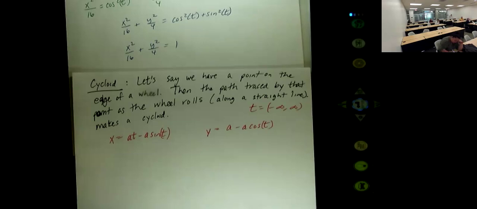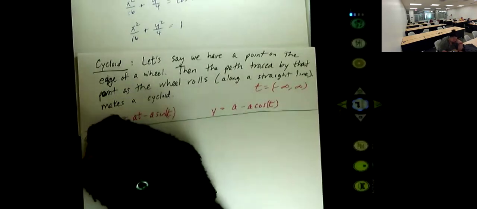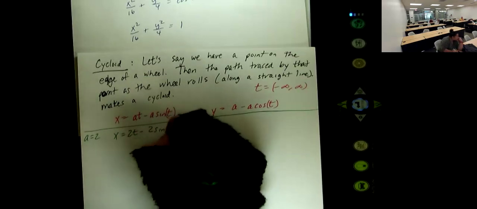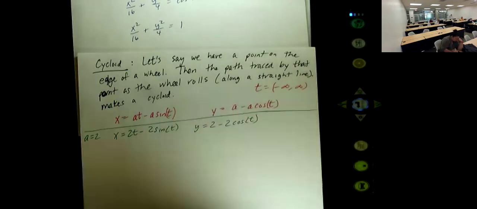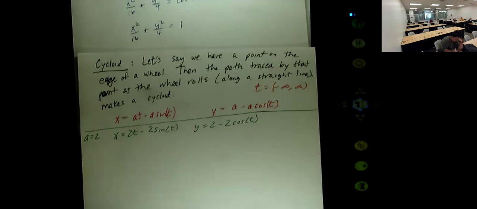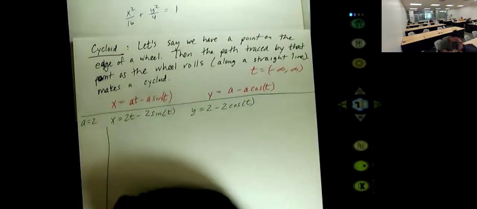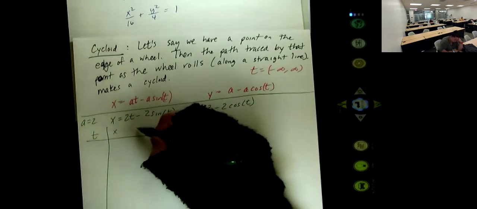Let's take a look at a specific example. We're going to use a equals 2. So x equals 2t minus 2 sine t, and y equals 2 minus 2 cosine t. And let's plot out what's happening as we go along.